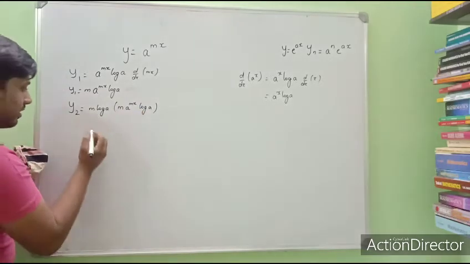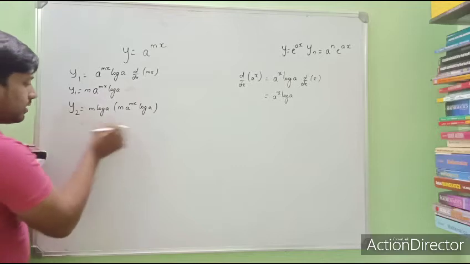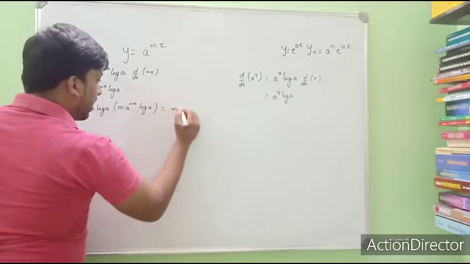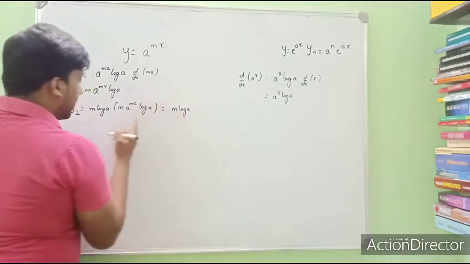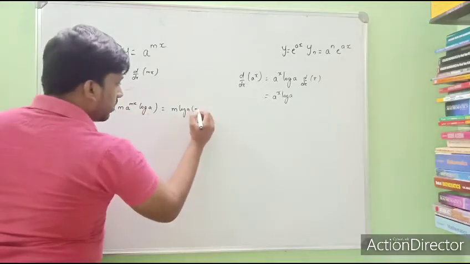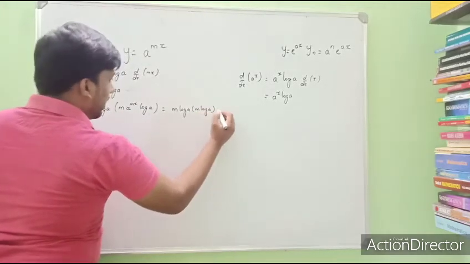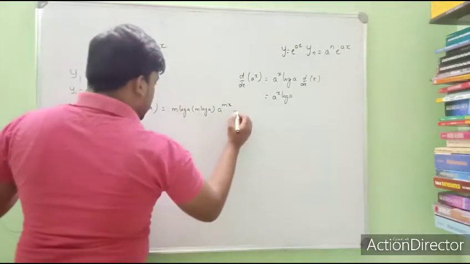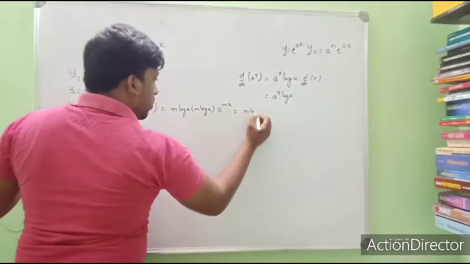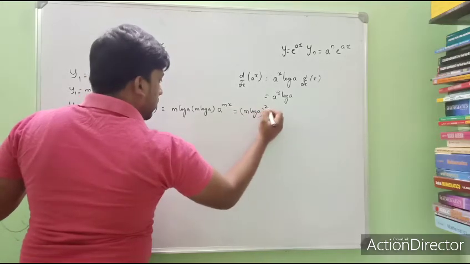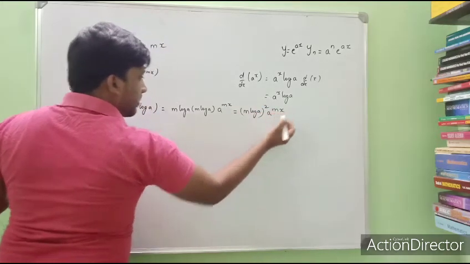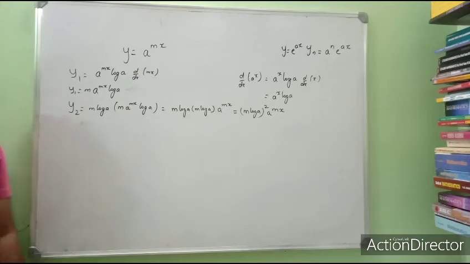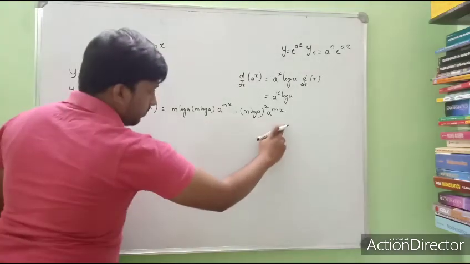Again I am going to take this m log a, which is already there, and a to the power of mx is left. So this is going to become m log a square into a to the power of mx. Okay, I hope you people are understanding. Yes, so this is the second derivative.